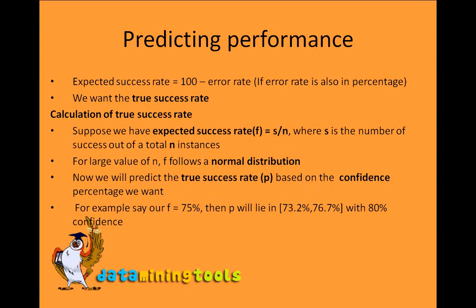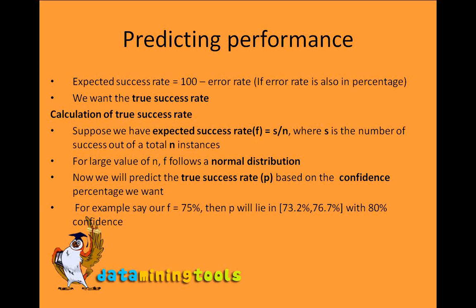Now we come to predicting performance. Success rate equals 100 minus error rate, and though the success rate which we get is the expected success rate, we want the true success rate. How do we calculate our true success rate if we have our expected success rate? Expected success rate is simple. It's basically the number of successes out of a total of n instances for a learning model.